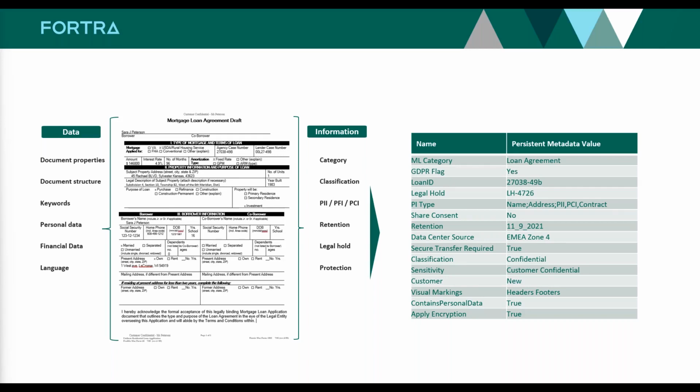So you can lay these out and see what the properties are, what the structure is, what the keywords are, all the key elements in this document. And that is really the data behind it. But data without some sort of structure behind it is just data. When you put some logic behind it, it becomes information. And that's where you can have the categories, classification.